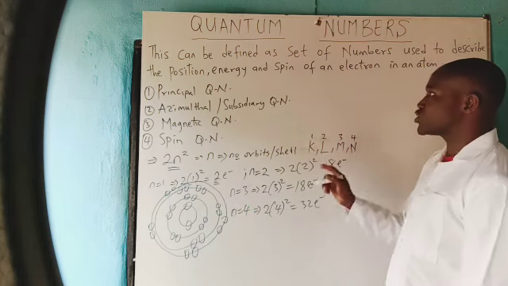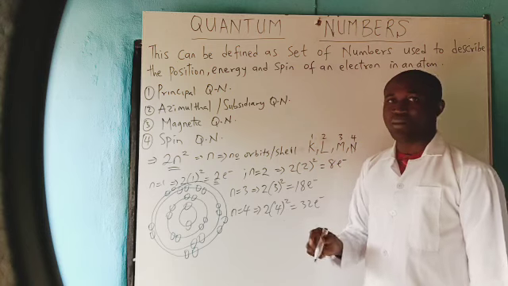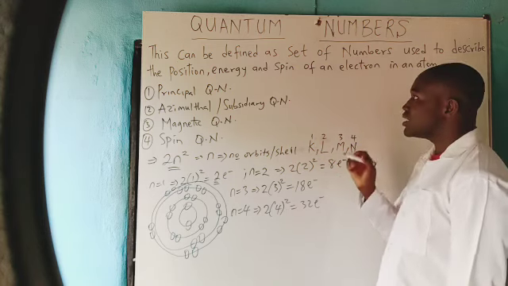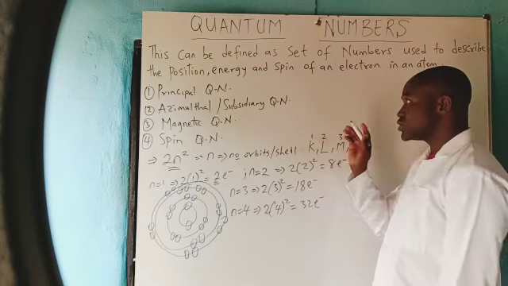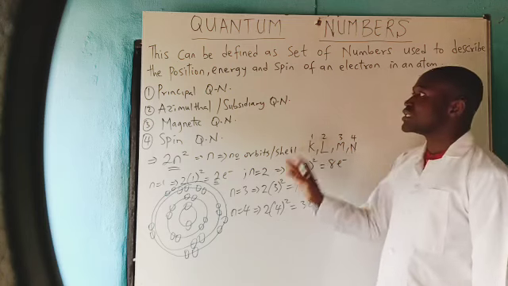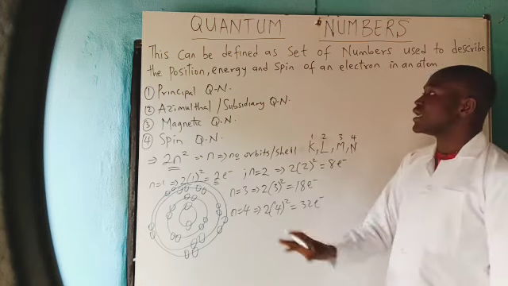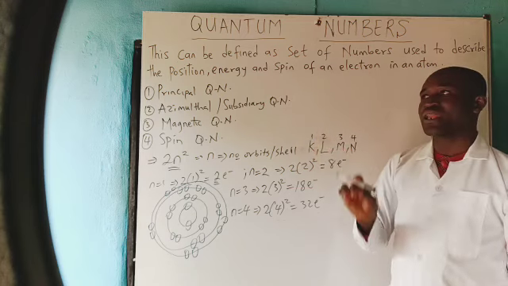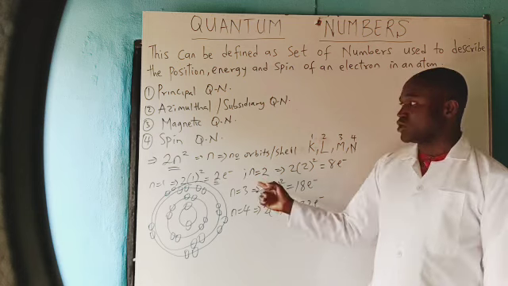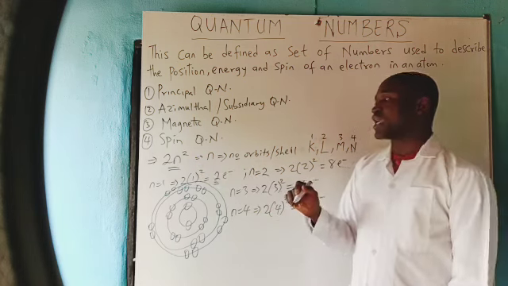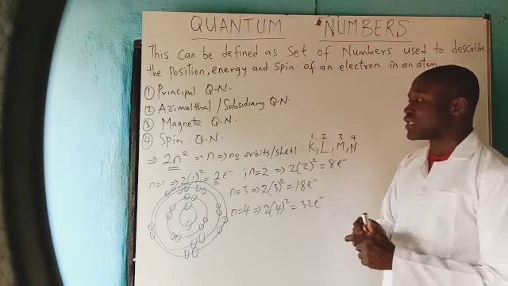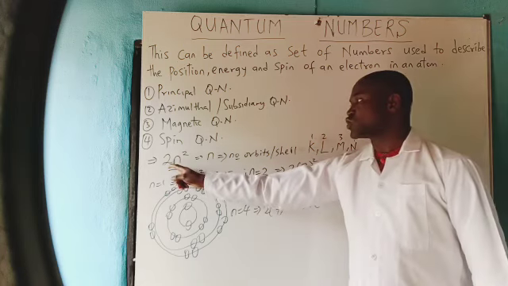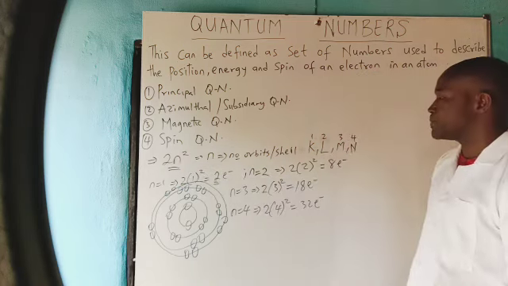Remember, we've discussed what the principal quantum number talks about: the energy of an orbital, the energy level of an orbit or shell. It also discusses the maximum number of electrons in an orbit or shell, and the size of an electron orbital. It also gave us a formula for getting the maximum number of electrons in an orbit or shell, and that is 2n^2.